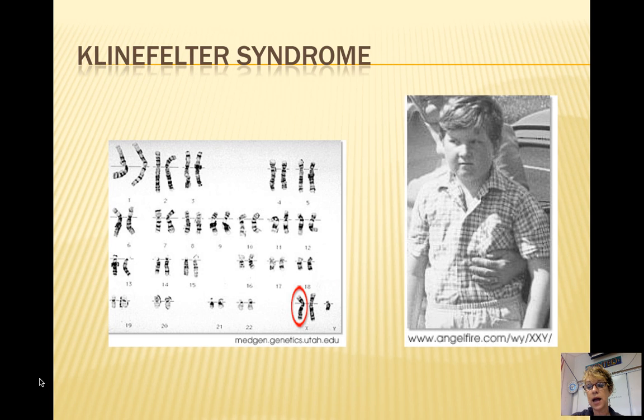Klinefelter syndrome is an extra X in males, so they are XXY. About 1 in every 2,000 births is Klinefelter syndrome. The males have underdeveloped testicles and are sterile. They may develop feminine characteristics like breasts, but hormone therapy during puberty usually resolves these issues.